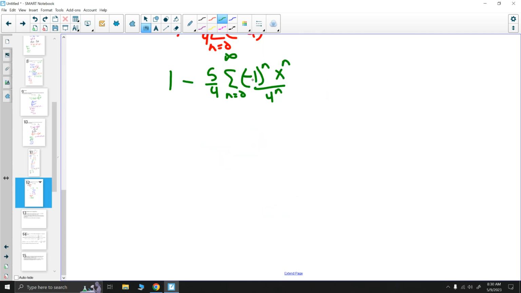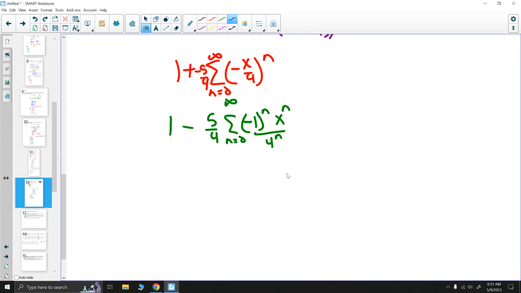Okay. Now sometimes if it's alternating and we have a constant, we just throw that negative into that constant as well, but it's whatever. We'll deal with that. Okay, so now what we want to do is we want to put this 4 into this 4 to the n.